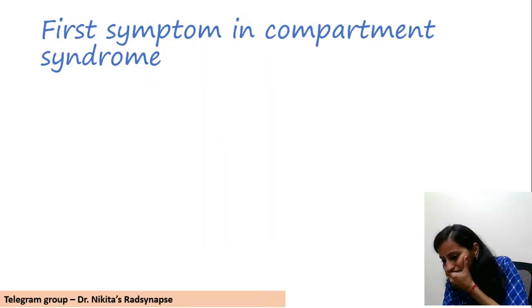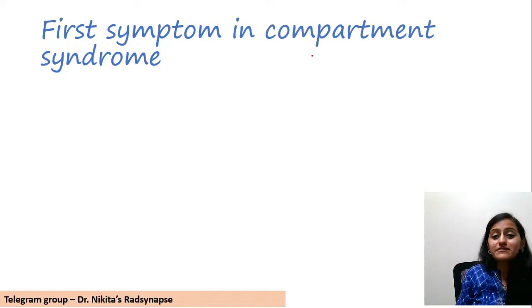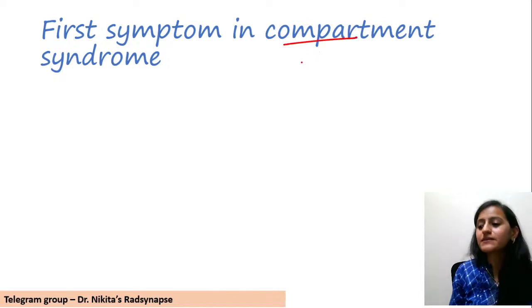Next one. What is the first compartment and first symptom in compartment syndrome?